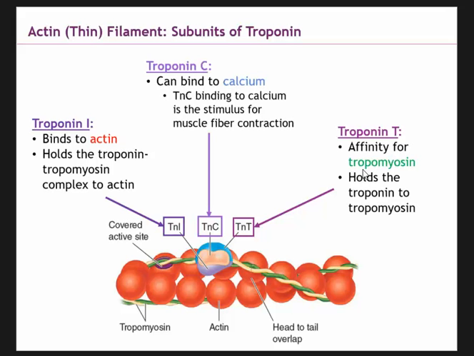Next is troponin T. Troponin T is what holds on to the tropomyosin. So we have tropomyosin here, that's this next unit. So troponin T, T for tropomyosin. That's how you have to memorize these, and you do have to know the difference between I, C, and T. Here's your little description for each one. And just remember, troponin and tropomyosin are your regulatory proteins that control when contraction happens.